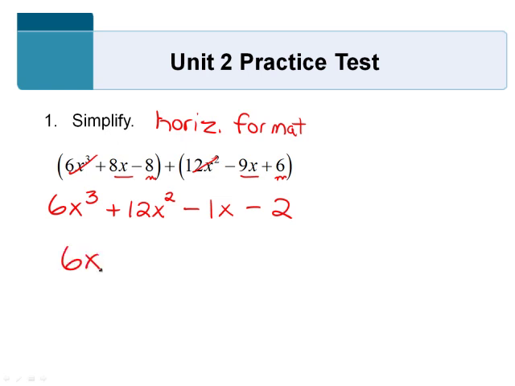So when you type your answer into WebAssign, you're going to have 6x cubed plus 12x squared minus x. Eliminate that 1. They don't like that coefficient. And then minus 2. And that would be your final answer.